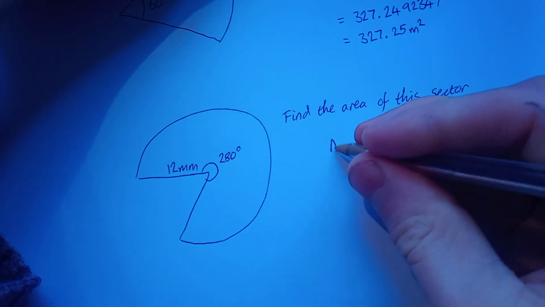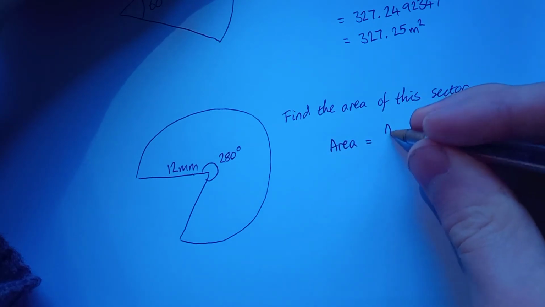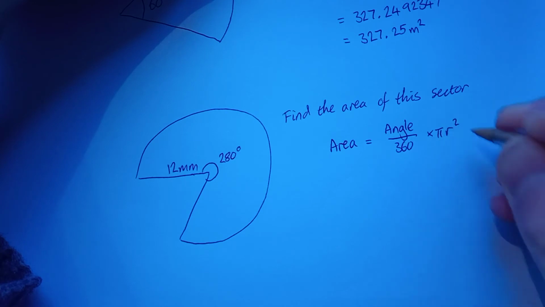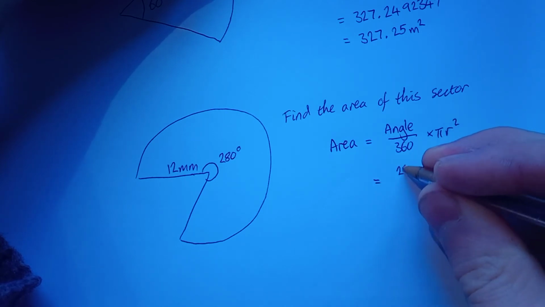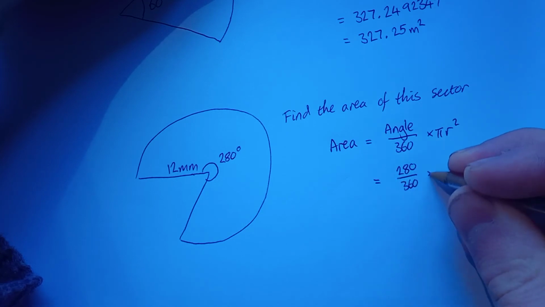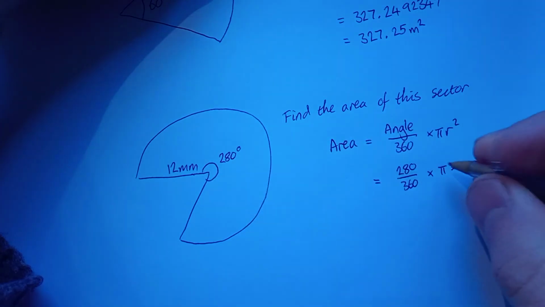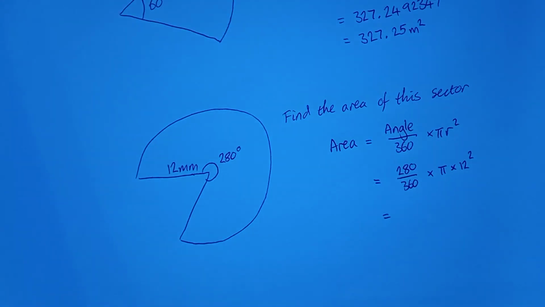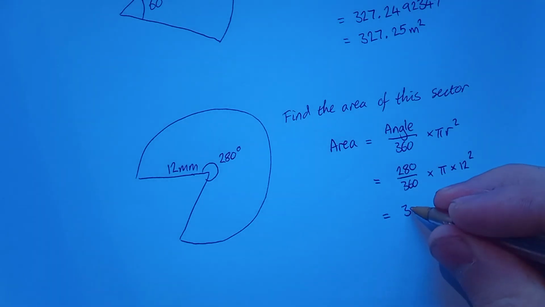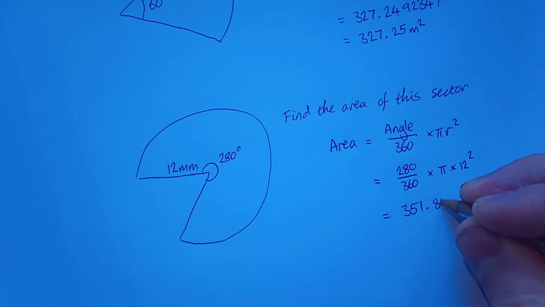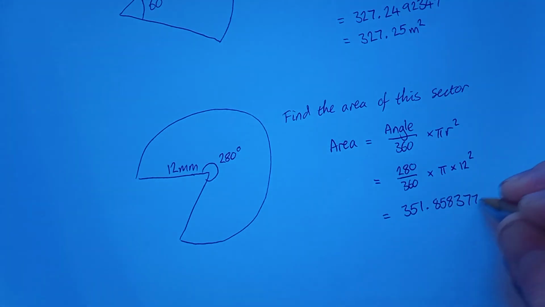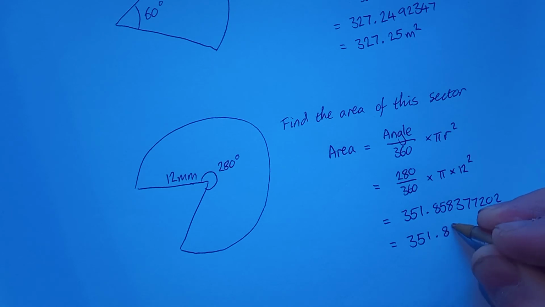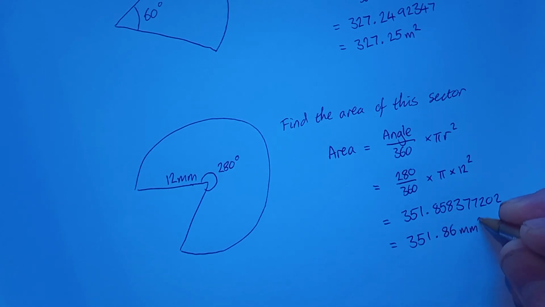Here's the second example of this. As I say, first thing we do is write down our formula. So area equals angle over 360 times pi r squared. We put our numbers in. That's 280 over 360 in this case, times pi times the radius here, which is 12 squared. Get our answer and put it in the calculator. For this one, that gives us 351.858377202. We can round that, and that gives us 351.86, and here we're using millimeters, so our area is in millimeters squared.